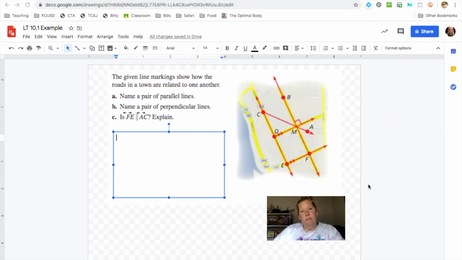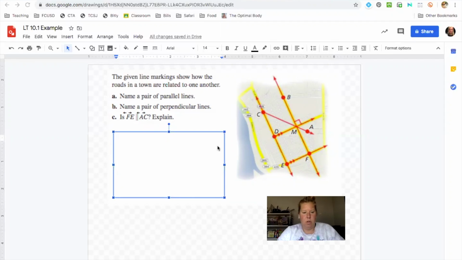All right, so we have some roads in a town, and it says the given line markings show how the roads in town are related. Okay. So the first question wants us to name a pair of parallel lines. Well, we have a couple different sets of parallel lines. We have DE or CE, and we have BM or BF.